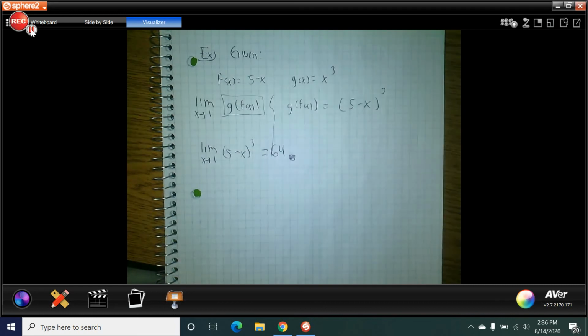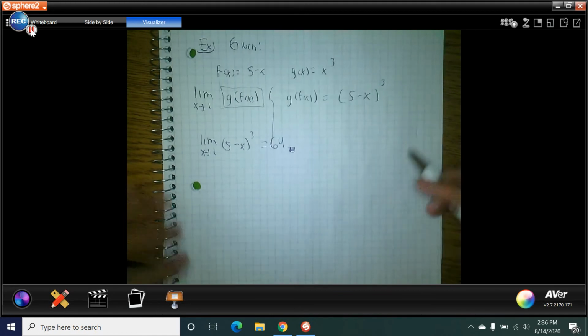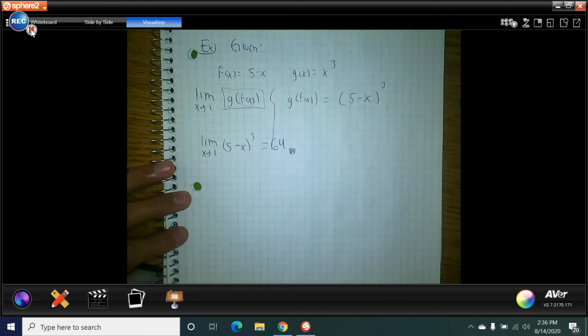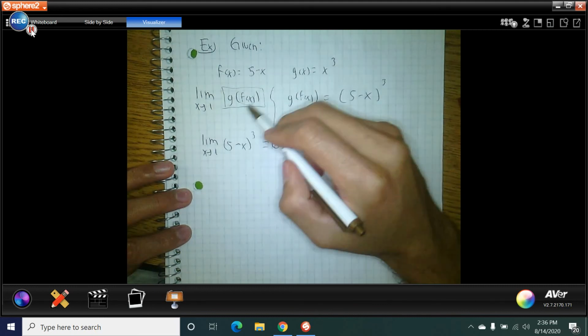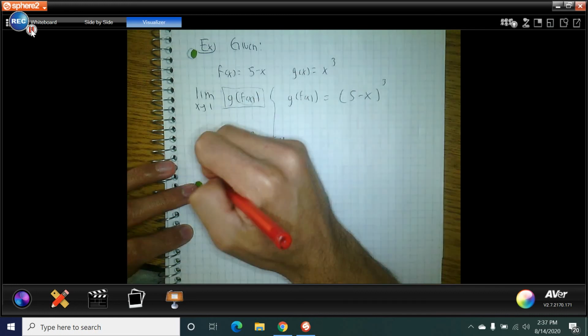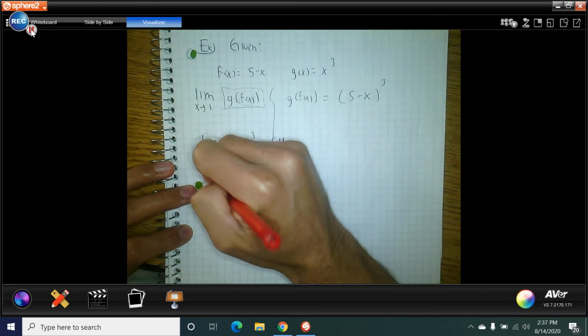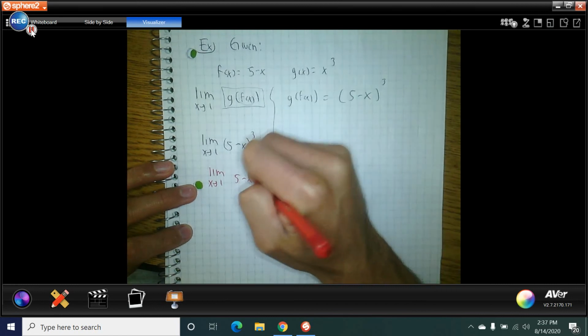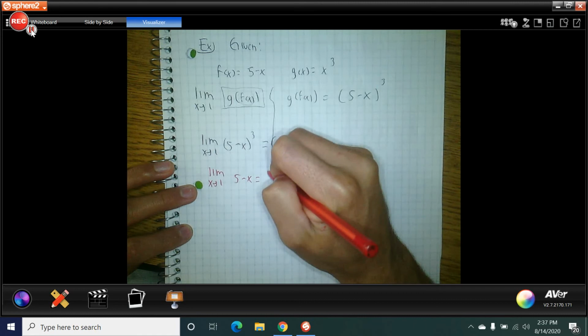Now let's say you want to use the properties, right? So let's go back. The property said pretty much that you first have to plug in the 1 into this function right here. So in this case, we're going to find the limit. I'm going to use a different color. The limit as x approaches 1 of f of x. Well, in this case, f of x is 5 minus x, which gives you 4, right?